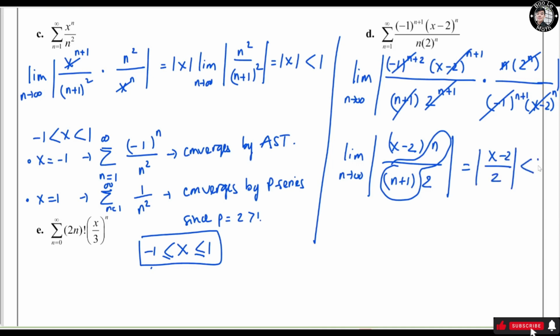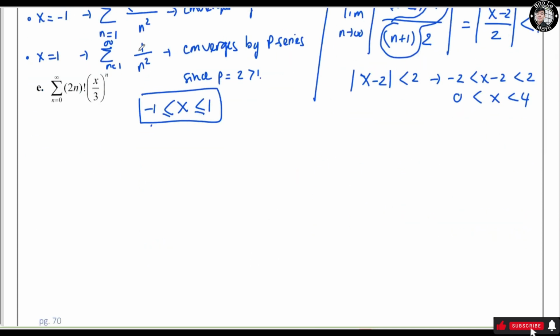We need this to be less than 1 so that the series converges. Now we're going to multiply both sides by 2. So we have the absolute value of s minus 2 less than 2. This is the same thing as -2 less than s minus 2 less than 2. Add 2 to all three sides, so you have 0 less than s less than 4. Now we need to check the endpoints.